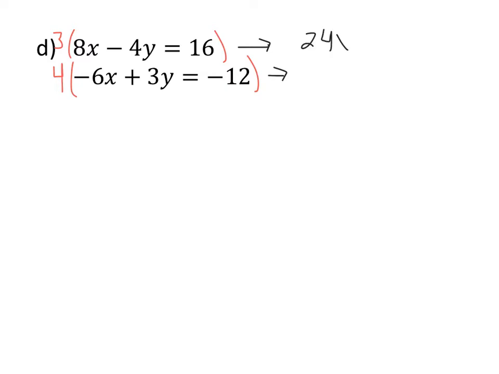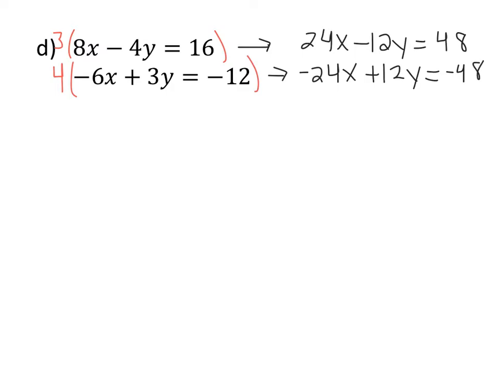24x minus 12y equals 48. Multiplying the second one, I get -24x plus 12y equals -48. And I'm going to go ahead and add. Well, the x's cancel and the y's cancel. I can't leave it blank, so I'm going to put 0 equals, and 48 plus -48 is also 0. 0 equals 0. This is an identity.